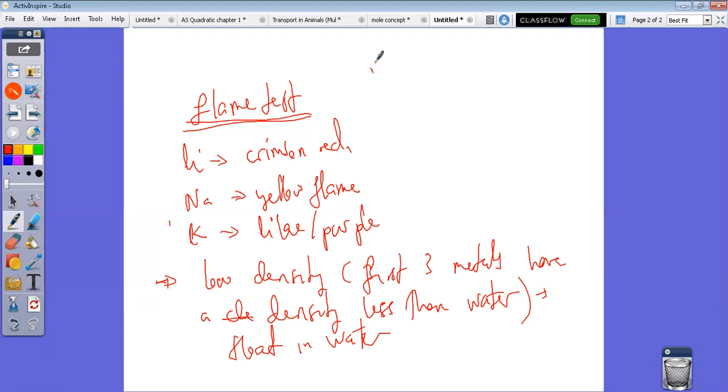What is density? Density is mass over volume. If I have 1 kg of water, which is 1,000 grams, the volume of water is exactly 1,000 cubic centimeters. I thought you knew that. That's why water has a density of 1. So they've got low densities compared to other metals. Other metals are heavy. Clear?